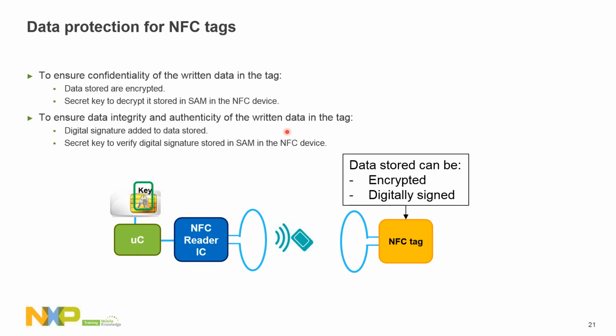Another option is that our objective is to ensure integrity and authenticity of the data stored in the EEPROM. To do so, we can use asymmetric cryptography and sign the data stored in the tag with the secret key. Then the public key is distributed across multiple NFC readers, so NFC readers in possession of that public key, which can be again stored in the SAM. Then the NFC reader will use the SAM to verify the signature of the data stored in the tag and guarantee that this data has not been modified and the data has been signed by the entity who claims to, yes? And that we are expecting to be signed.